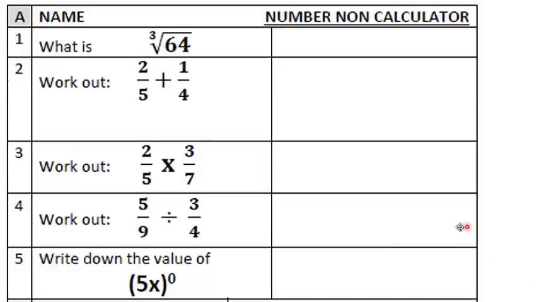Part A, if we just have a look at this, this is what's the cube root of 64? What three same numbers times together to give you 64, and that's going to be 4. Okay, let's look at question 2.